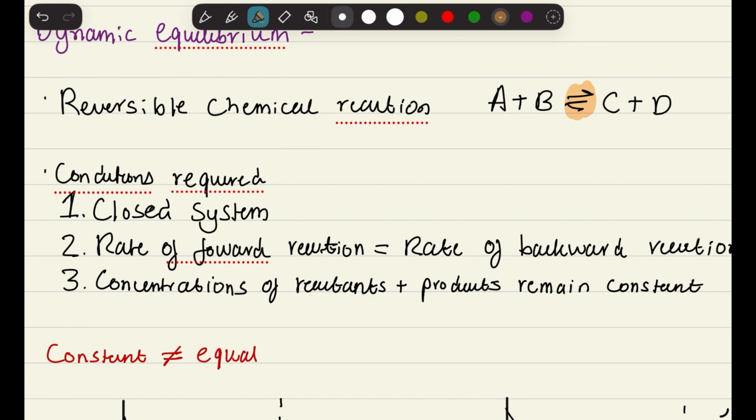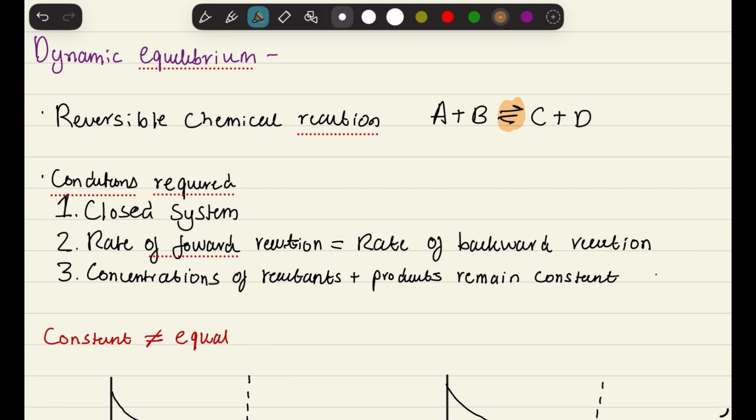Now, for a dynamic equilibrium to be established, we need three conditions: a closed system, the rate of the forward and backward reactions must be equal, and the concentrations of reactants and products at equilibrium must remain constant. These are three conditions that you need to remember for a dynamic equilibrium to exist.